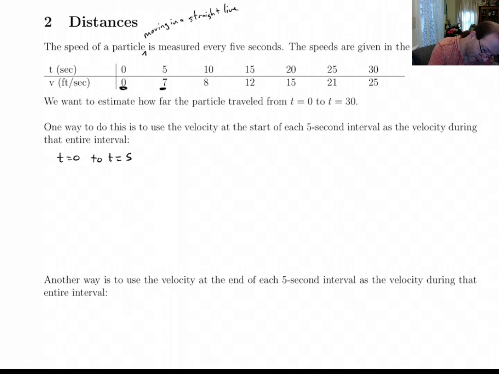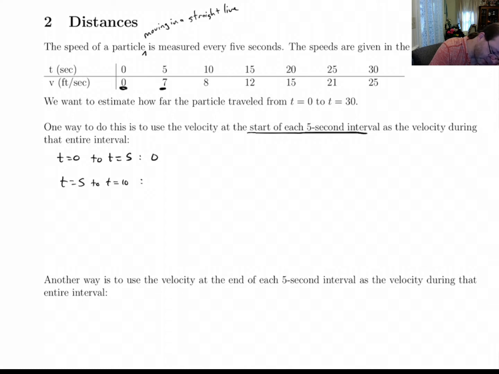But let's do this. Let's use the velocity at the start of each of these to be the velocity during that entire interval. So from 0 to 5, the speed is going to be 0. From t equals 5 to t equals 10, the speed is going to be 7. For t equals 10 to 15, the speed we'll use is 8. So now this is the speed, or the rate.